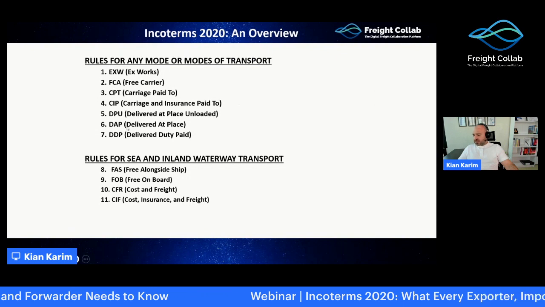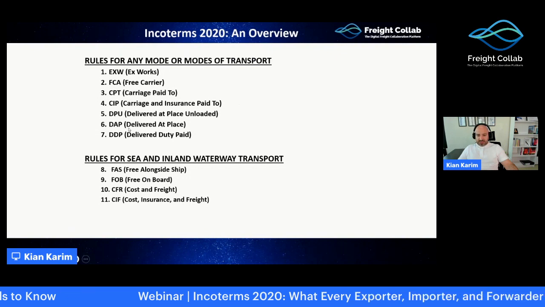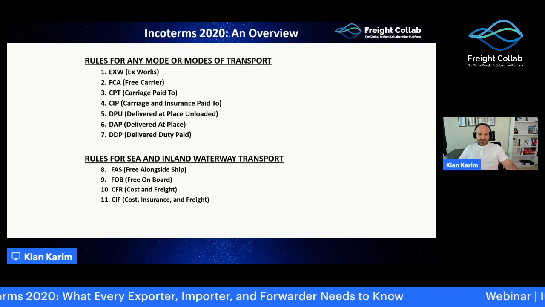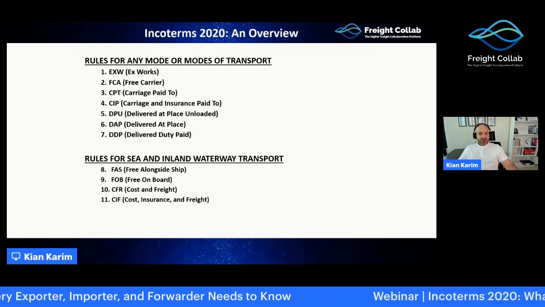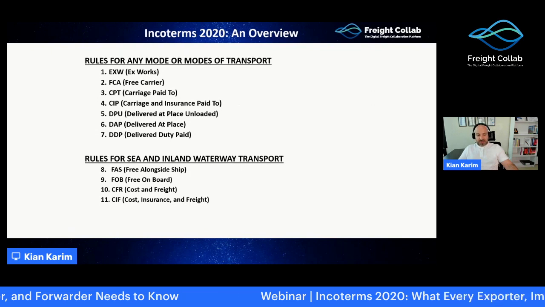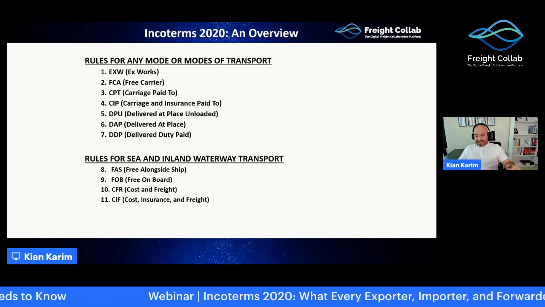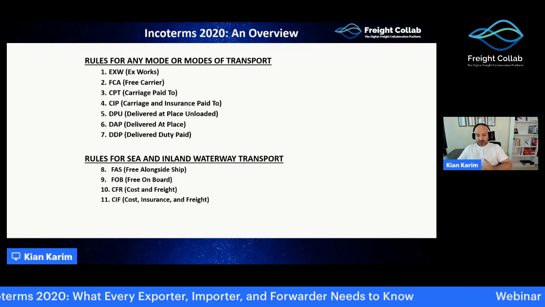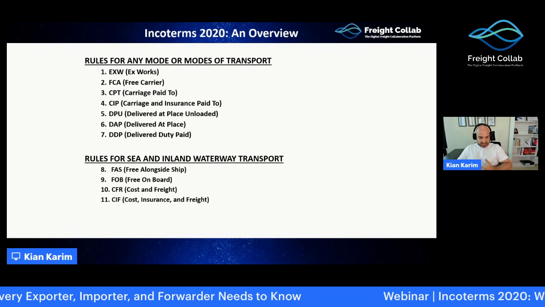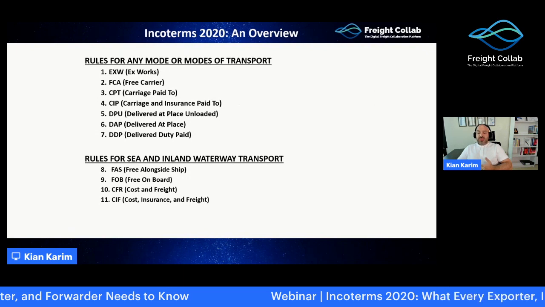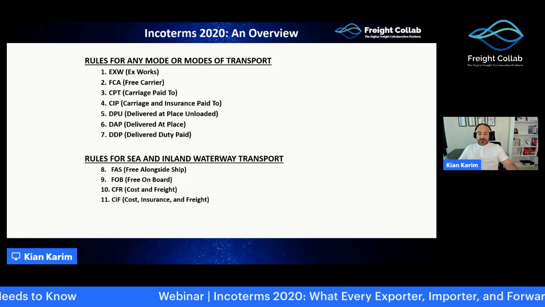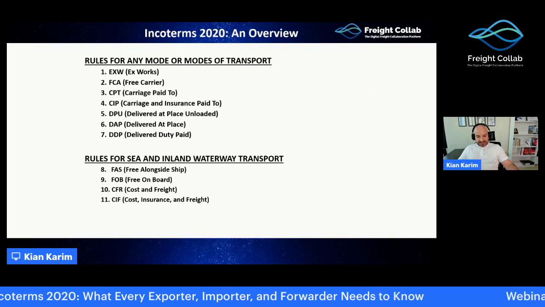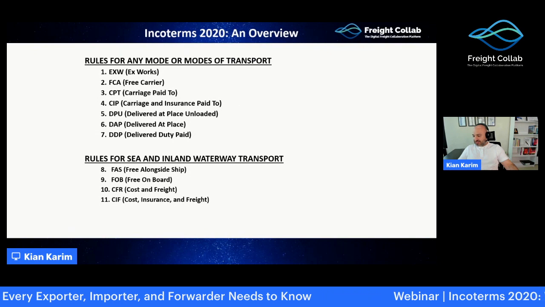But what is DAP? DAP is very similar to DPU, but in DAP, the seller delivers the goods to a named destination ready for unloading by the buyer. It means that in DAP, the seller is not responsible for unloading the cargo at destination. The buyer is responsible for import customs formalities and unloading the cargo at destination.